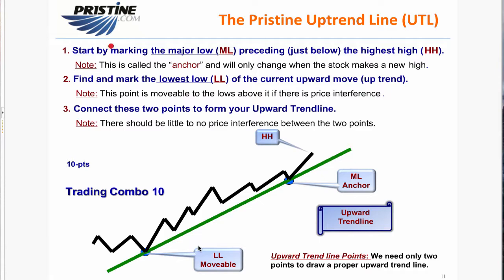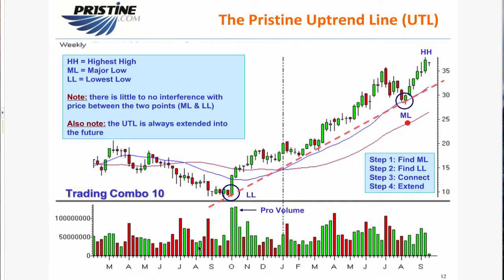So here's what it would look like if you were to use an example, right? Again, find your highest high. You then go to your pivot low preceding that. That's your anchor point. You then find the lowest low, connecting those 2 points, extending into the future. And so that gives you a rough estimate of where you look for that trend to hold if it were to pull back there. Okay?